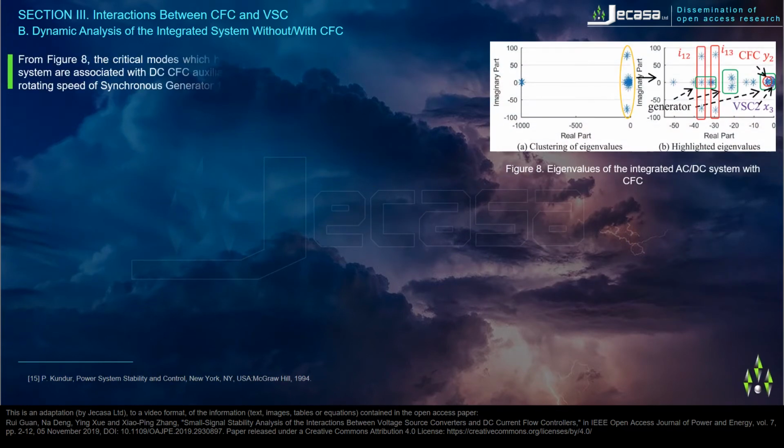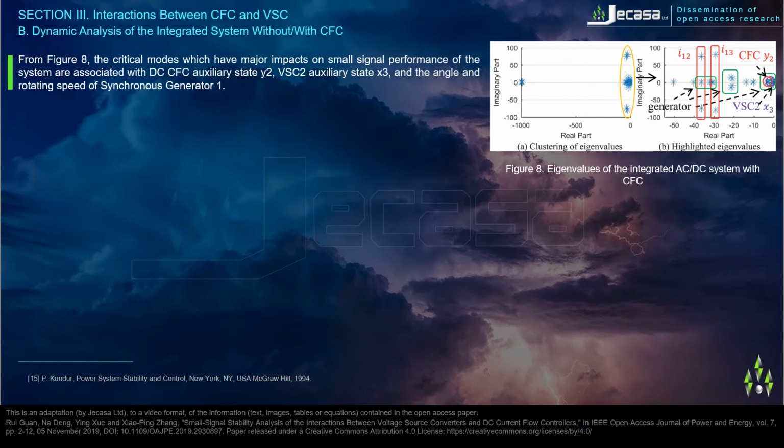From Figure 8, the critical modes which have major impacts on small signal performance of the system are associated with DC-CFC auxiliary state Y2, VSC2 auxiliary state X3, and the angle and rotating speed of synchronous generator 1.